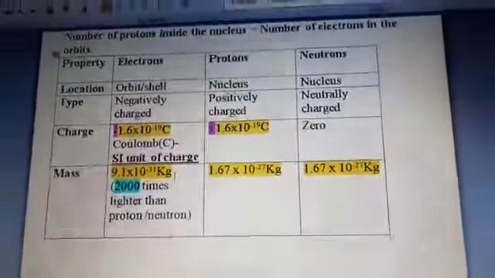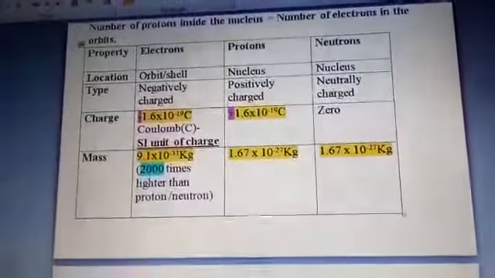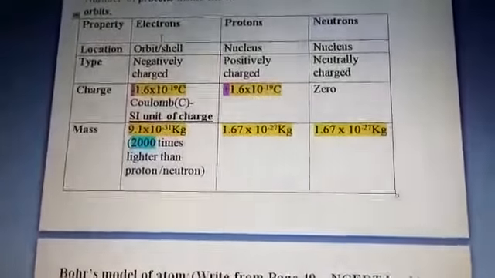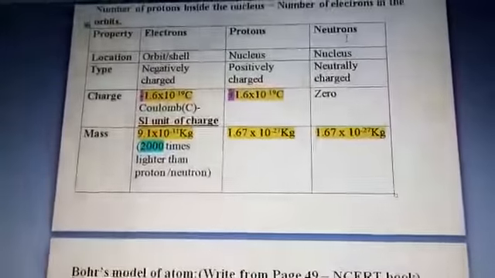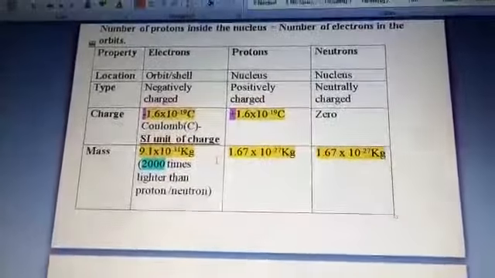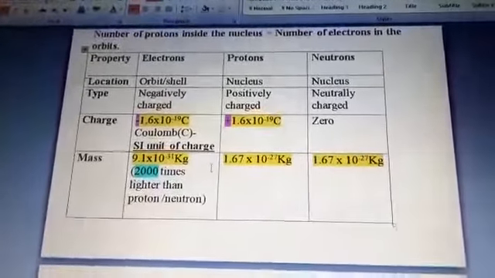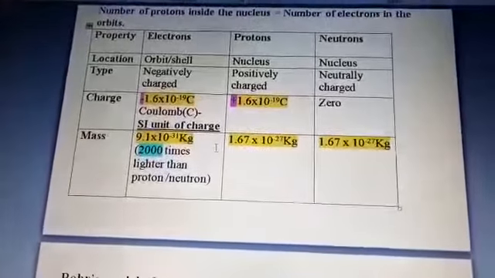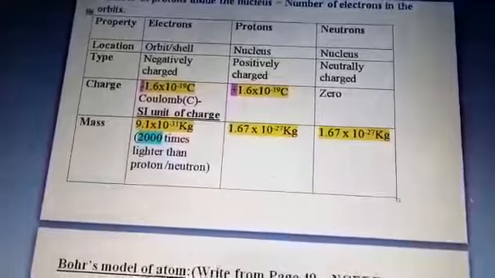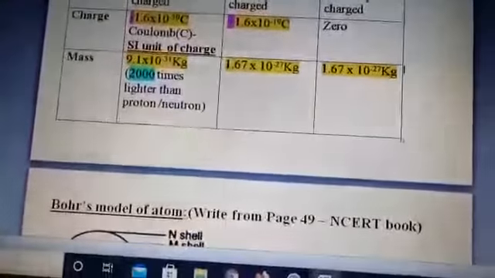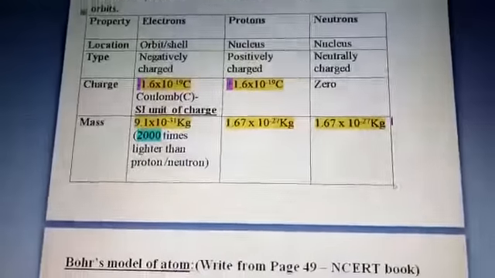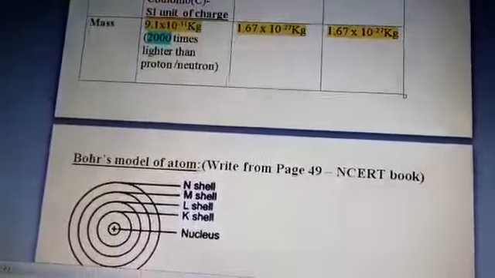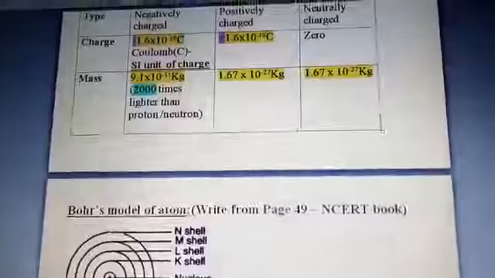Mass, if you can learn the values, it's fine, but just listen to this one important thing. An electron is very, very light as compared to a proton and a neutron. The mass of an electron is almost 2000 times lesser than the proton or neutron. An electron is like a leaf, and protons and neutrons you can compare to big, big trees. So the mass of an electron is very less.